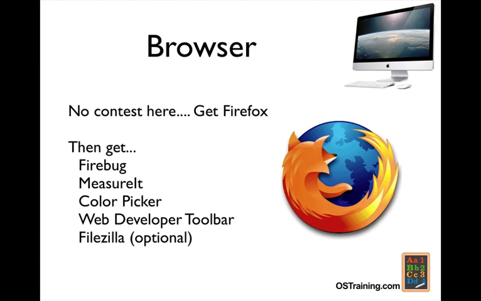As good as Safari is, Firefox for web design is the best that's out there because of the add-ons that you can get. Firebug, Measure It, Color Picker, and Web Developer Toolbar are four absolutely must-get add-ons if you're going to be serious about template design in your Joomla website.